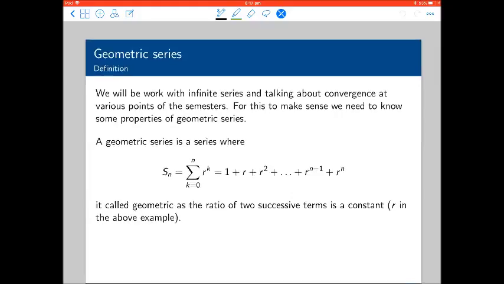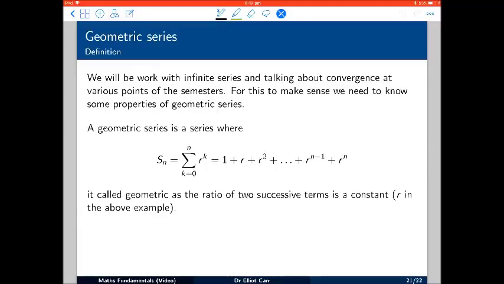Okay, so just to finish off this video, I'm going to talk about geometric series. We're going to be talking quite a bit about series, particularly Fourier series, in this unit. So it's important that you have an understanding of what a series is. One common example of a series is a geometric series.